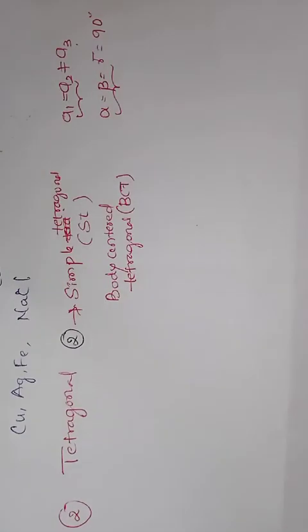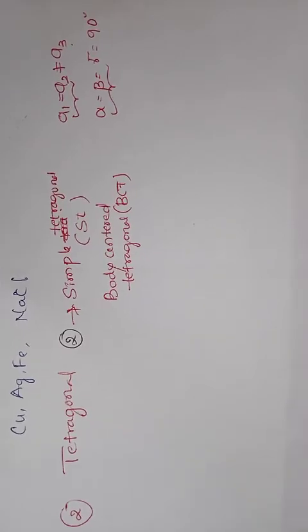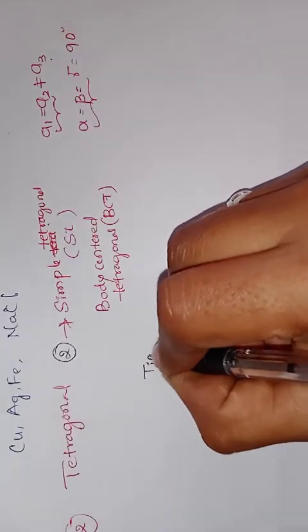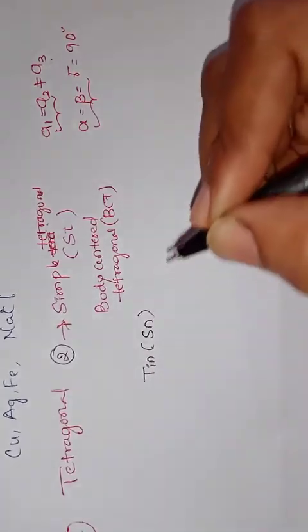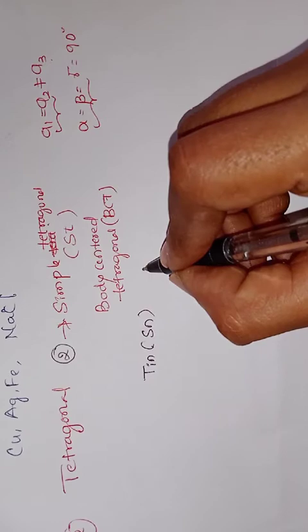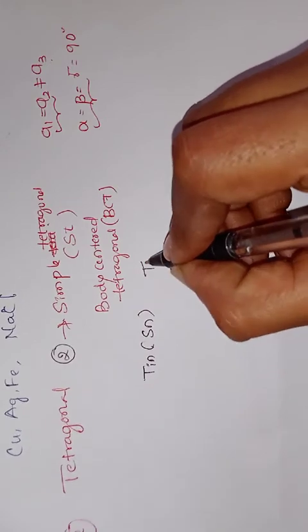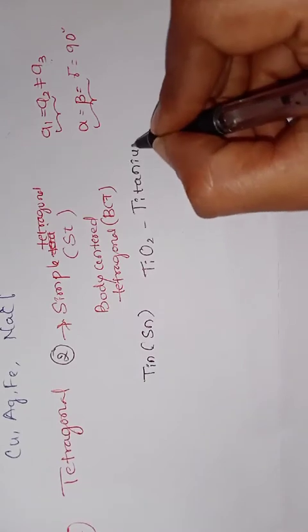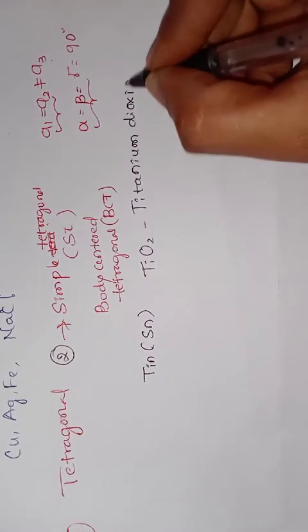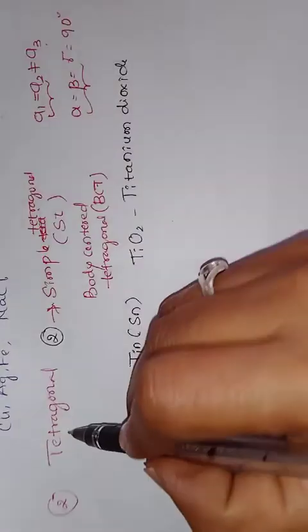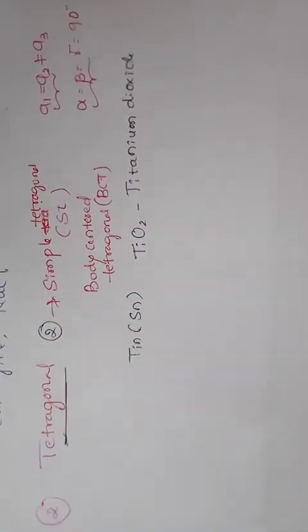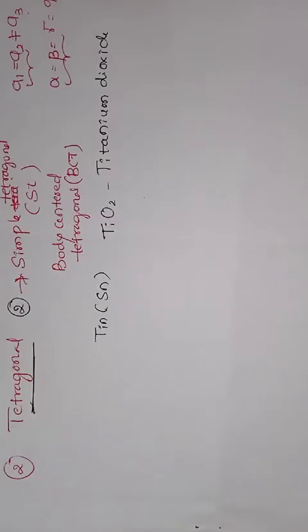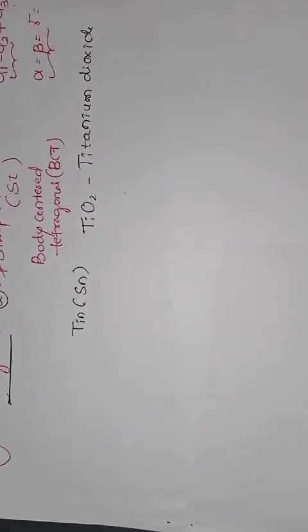Then what are the examples for this tetragonal system? For the tetragonal system, the examples are tin, which we can indicate as Sn, then titanium dioxide. Titanium dioxide is an example for the tetragonal crystal system. Then the third one is orthorhombic.